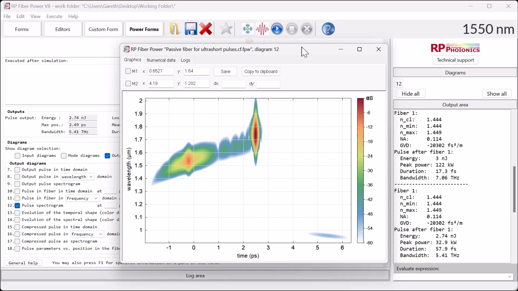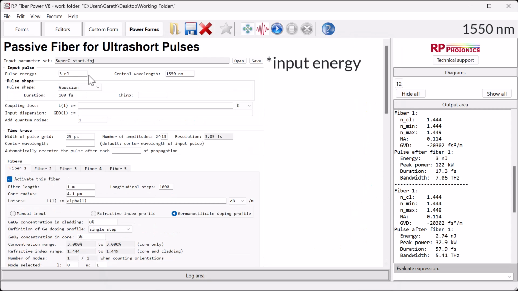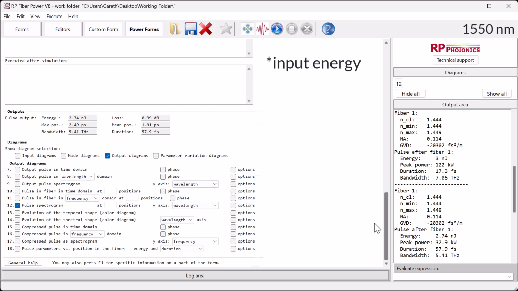In this view, we see that the 943 nanometer component has completely drifted away from the others. This happens because the group velocity in this spectral region is much lower than that of the longer wavelength components, meaning it no longer interacts with them. Next, let's increase the input power to 5 nanojoules and observe the changes.